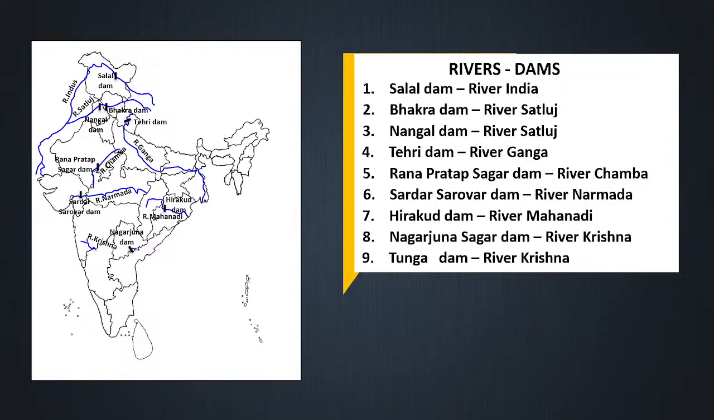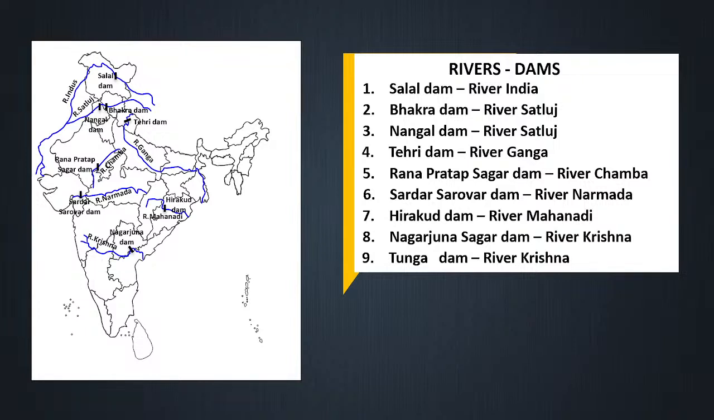after Mahanadi, you have river Krishna, Nagarjuna Sagar. Nagarjuna, you can write Nagarjuna Dam. Nagarjuna Dam on river Krishna. Over. And then last you have Tungabhadra. Okay, Tungabhadra Dam. Completed?